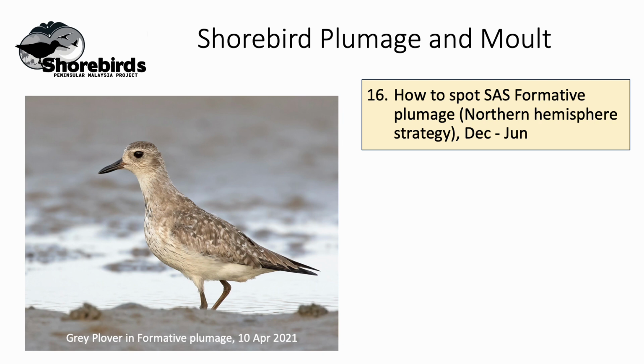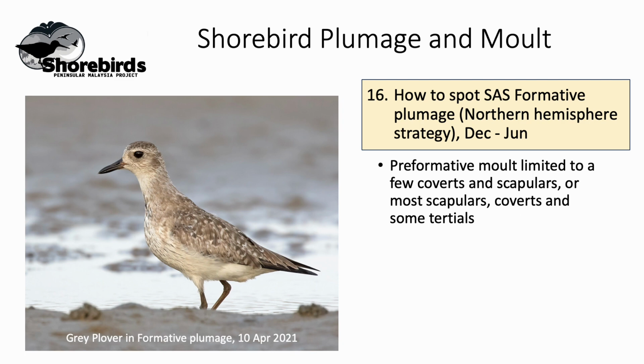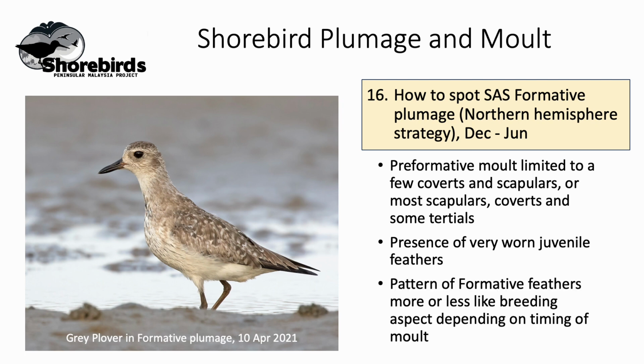So how do we spot the simple alternate Northern Hemisphere strategy from December to June? Here's a bird, a grey plover, photographed in April. And you can see that the preformative molt is still very limited. Just a few scapulars, coverts, tertials. It may be a bit more extensive than that, but also you're seeing some very, very worn juvenile coverts and scapulars and tertials here. And as I mentioned earlier, the pattern of the appearance of the formative feathers may be more or less like the breeding plumage aspect, but that will depend on the timing when the feathers were replaced.